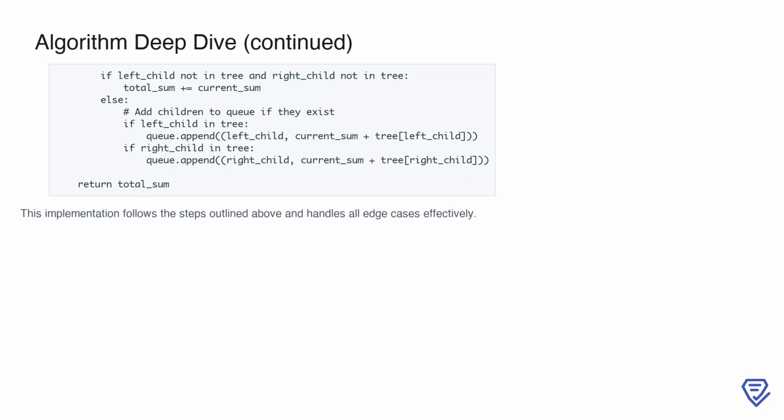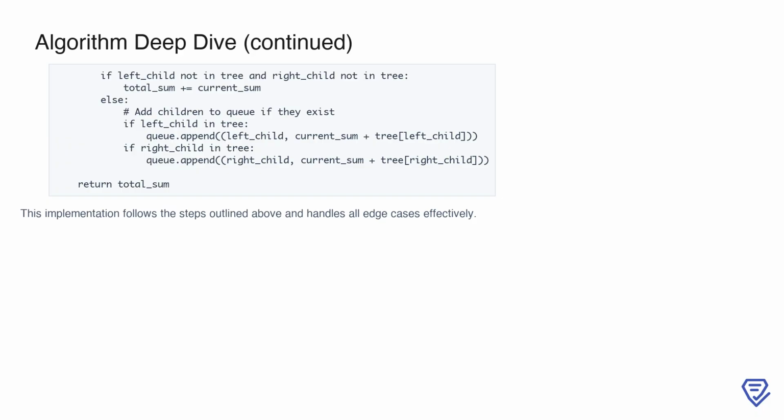The Python implementation begins by building the dictionary representation of the tree. Each node in the input list is processed to extract its depth, position, and value, which are then stored in the dictionary. Next, we initialize a BFS queue with the root node and its value, and we define a variable total_sum to accumulate the sums of all root-to-leaf paths.